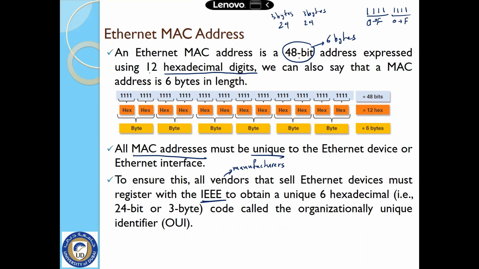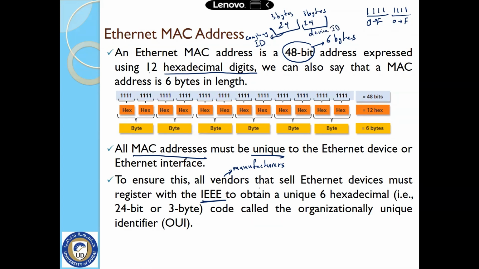Remember, it's a 48-bit number. I divided it into 24. So the first 24 bits, or 3 bytes, or 6 hexadecimal digits, are unique for the manufacturers. So this is the company ID, let's call it. And this is the device ID.